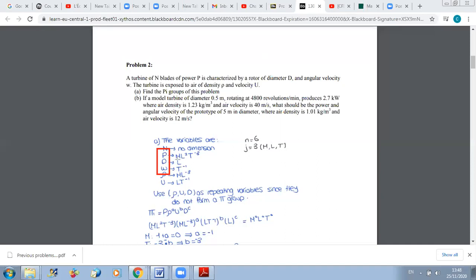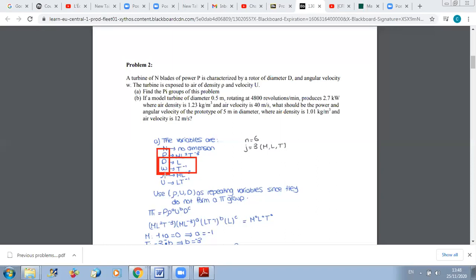And if you include P with them, you can never form a group. And between D and omega also, you can never form a group, because omega contains only T and D contains only L. So of course, no group can be formed with P, D and omega. So also it's a possible choice, okay?